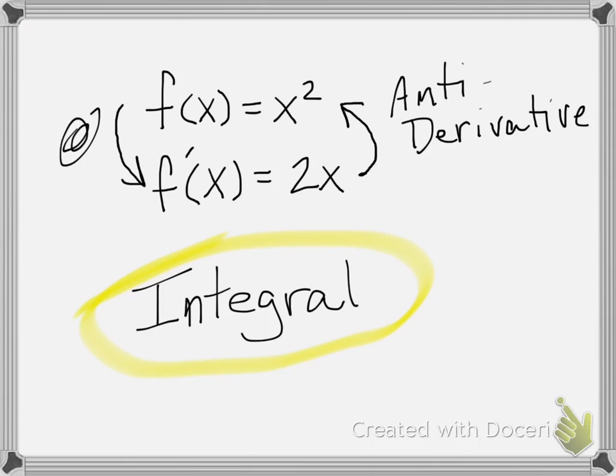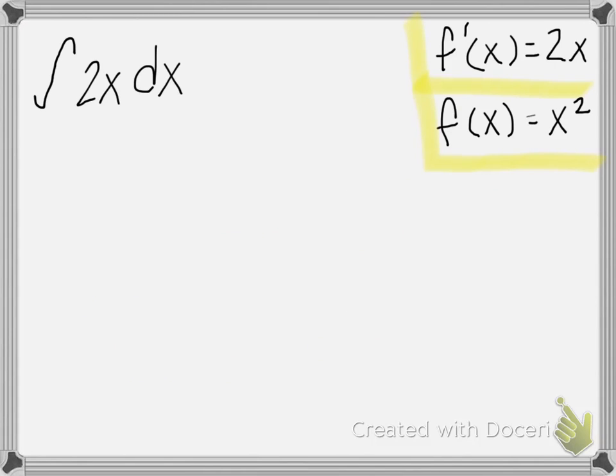So now we're just going to go over a few rules for it. Alright, so over here on the left you'll see that we're wanting to take the integral of 2x with respect to x. And over here on the right you can see that we had the derivative, f prime of x, equal to 2x, and our original function was f of x equals x squared.